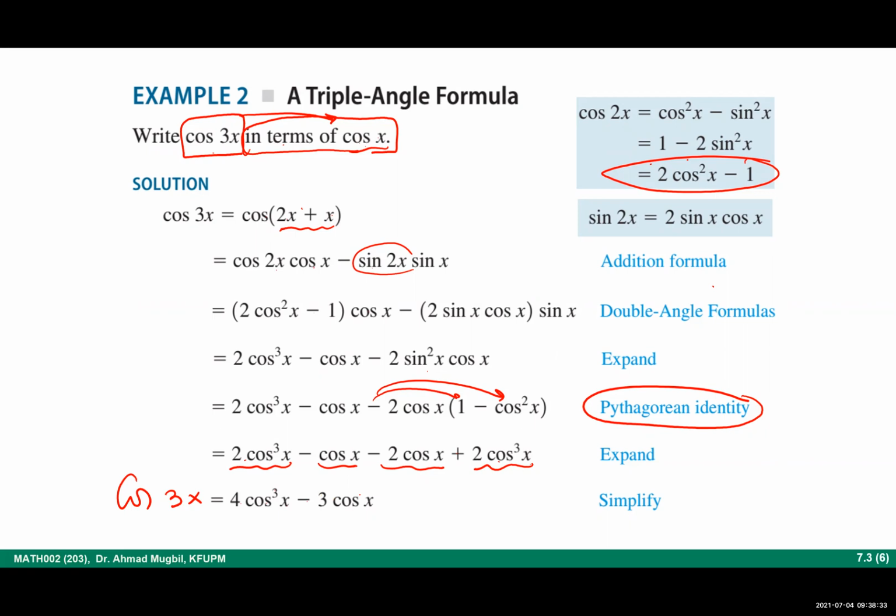How did they bring this in the old exams? They said if cosine 3x equals a plus b, what is a plus b?